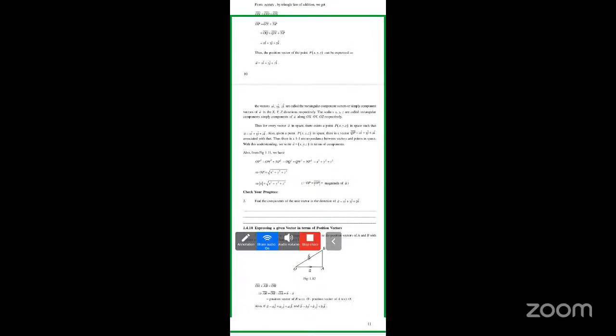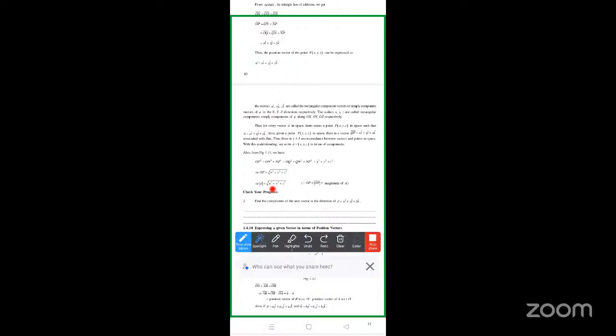Therefore, mod A bar is equal to root over x square plus y square plus z square. This is called the magnitude of A bar.